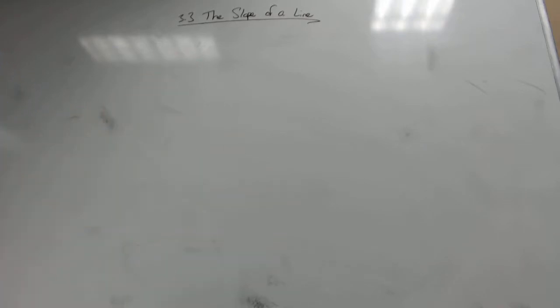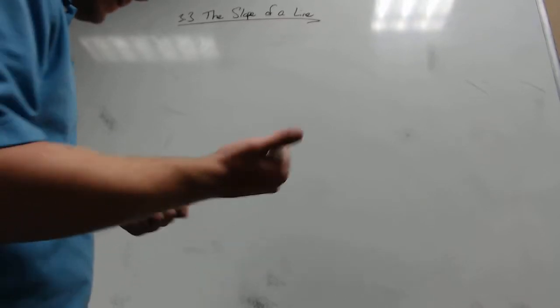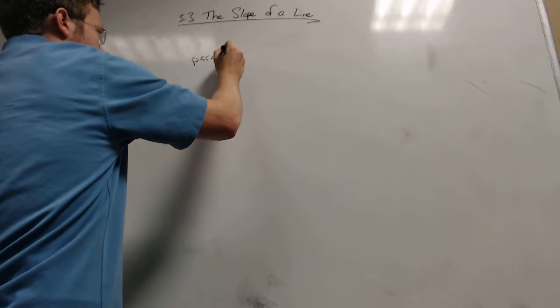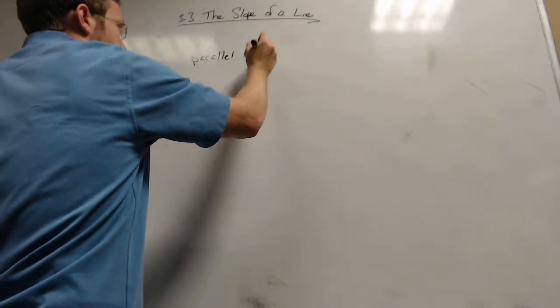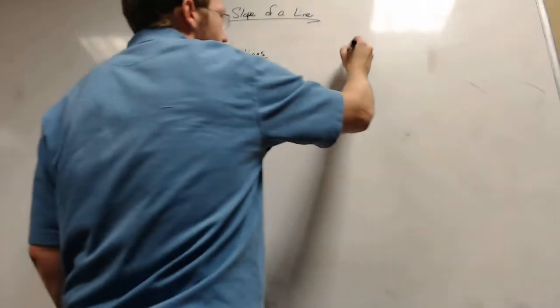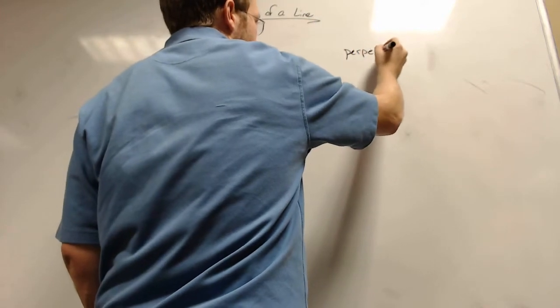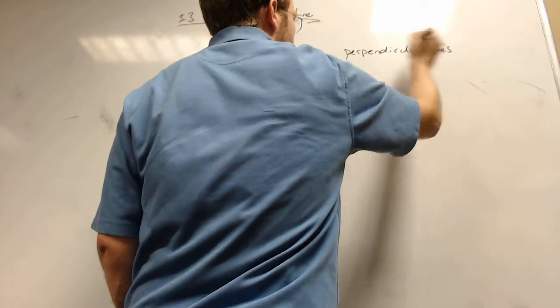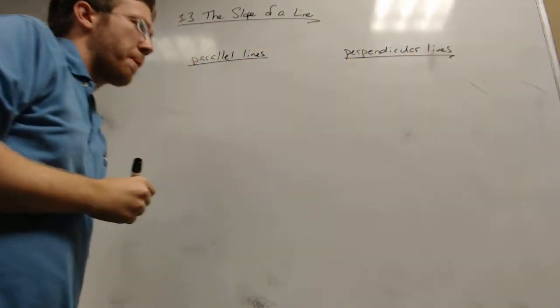When we talk about slope, this allows us to talk about two very common types of lines when we're comparing lines. And you may have heard these terms before. Parallel lines and perpendicular lines. As we proceed, and the more math classes you take, these will come up more and more often.